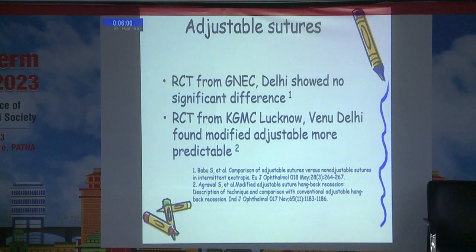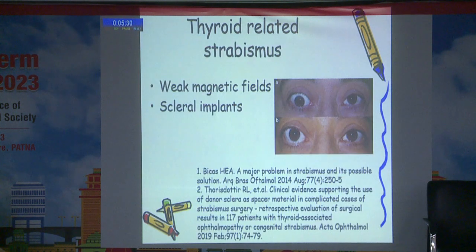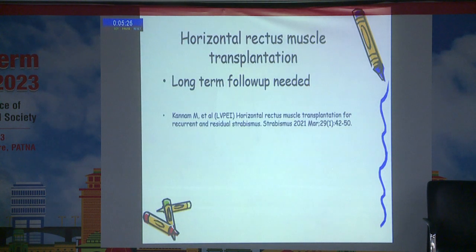And there is an RCT from GNSC Delhi which shows that perhaps there is no significant difference as far as adjustable suture is concerned. But there is another RCT from KGMC Lucknow which found that modified adjustable suture is more predictable. It definitely is predictable, but then perhaps some of our strabismologists are already so predictable in their outcome that they feel we don't need adjustable suture surgery. But for thyroid-related strabismus, yes, we could need it.